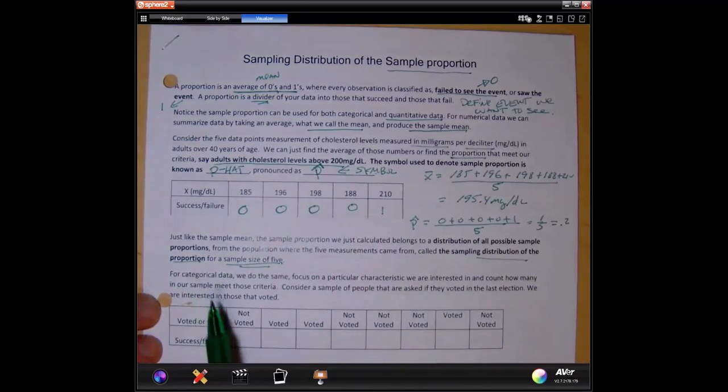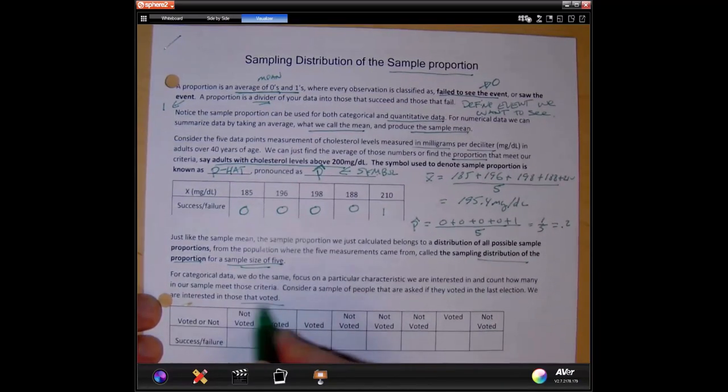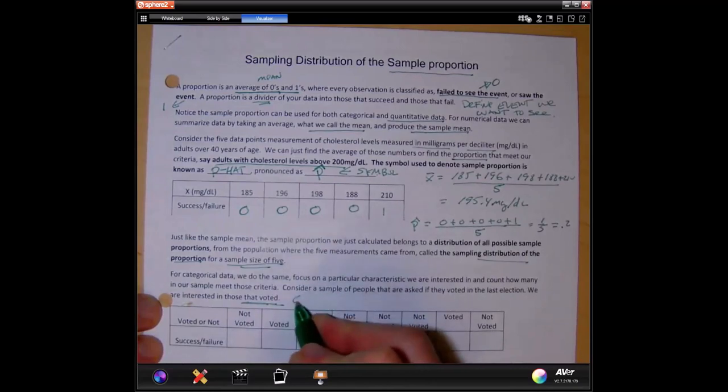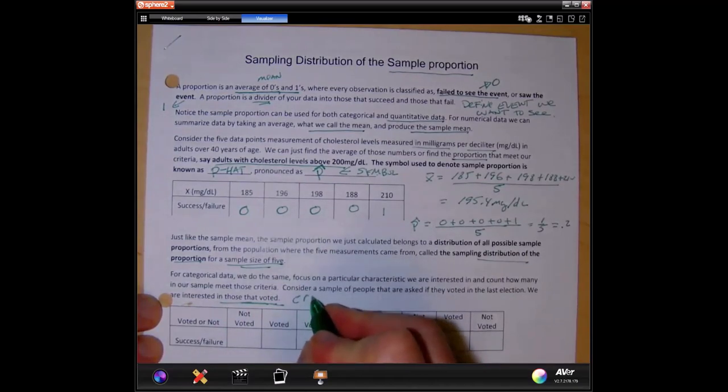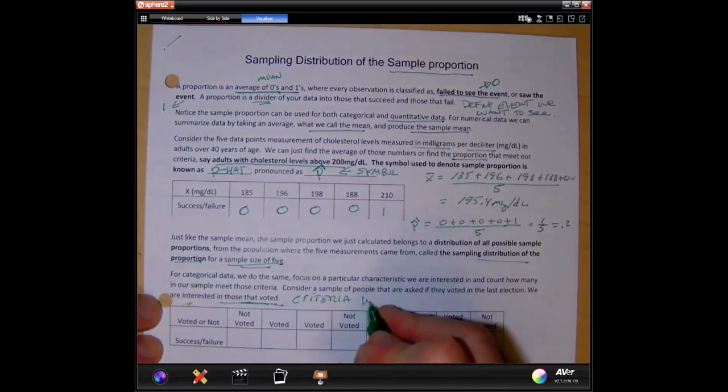For categorical data, we do the same. Focus on a particular characteristic we're interested in and count how many in our sample meet those criteria. Consider a sample of people that are asked if they voted in the last election. We're interested in those that voted. So this is now the criteria. Those that voted is the criteria we want to observe.